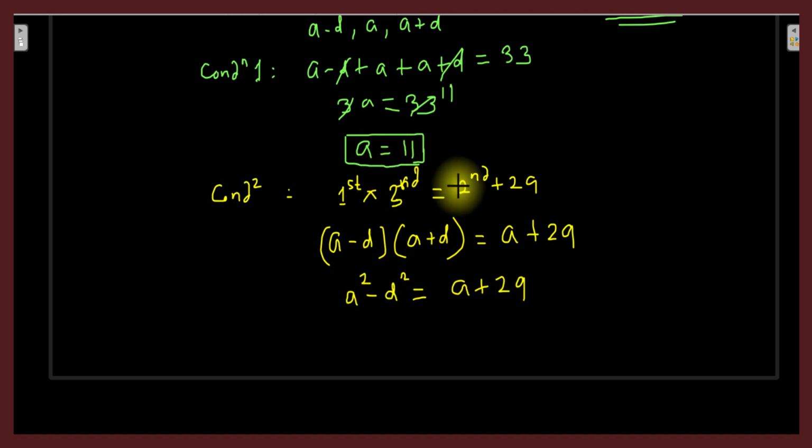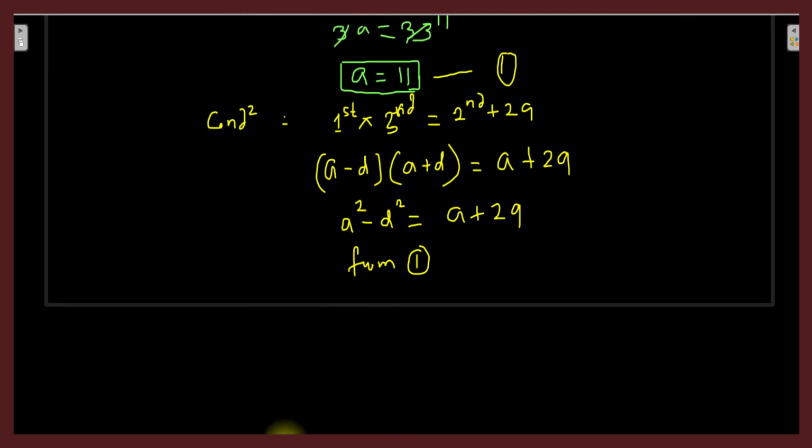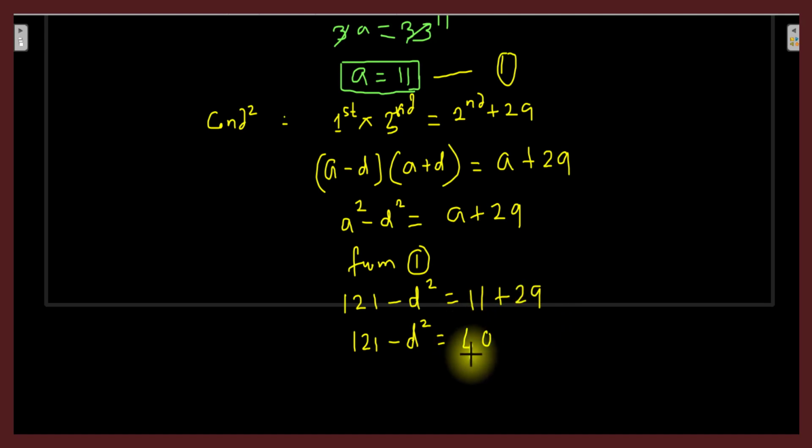So put the value of A as 11, let it be 1, and so from 1 what we will get? A square, that is 11 square. So 11 square will be 121 minus D square, which is equal to A is 11 plus 29. So 121 minus D square is equal to 11 plus 29, 9 and 1 10, then 2 and 1 3 and 1 4, so that is 40.